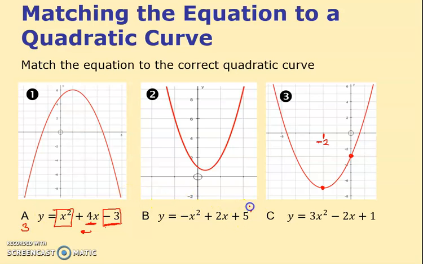Now this one, what's it? This crosses at +5. Which one crosses at 5? It's this one here. So it's got to be number 1. Notice it's a -x², and yeah, that makes sense. Yeah, it's an upside down one.